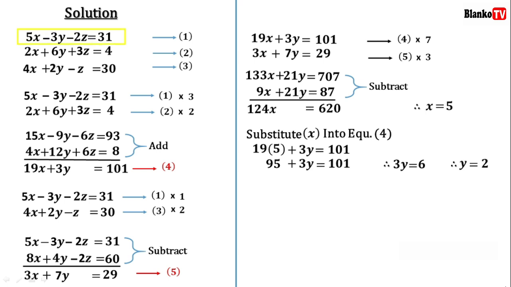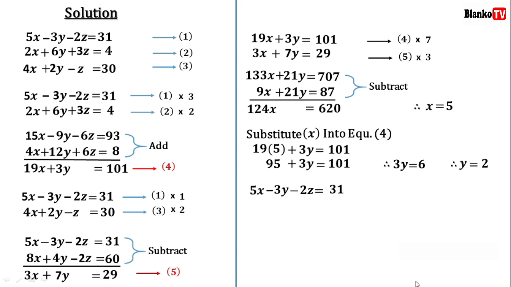So let's take equation 1, and equation 1 is 5x minus 3y minus 2z equals 31. So we are going to substitute the value of x and the value of y into this equation, that is 5x minus 3y minus 2z equals 31, so we can find z. I hope you are following it.